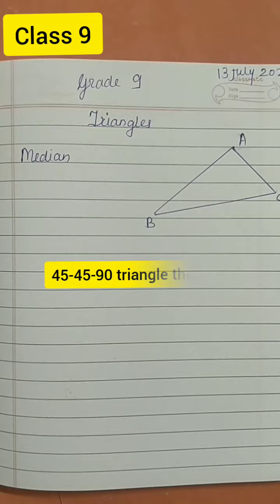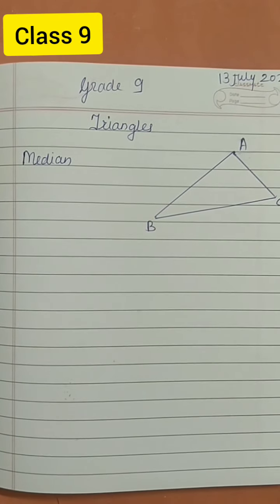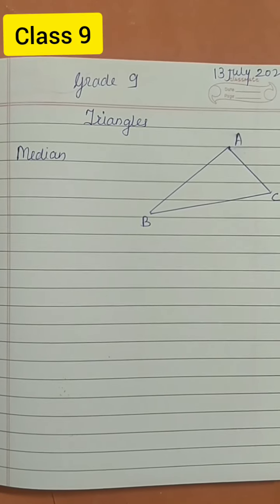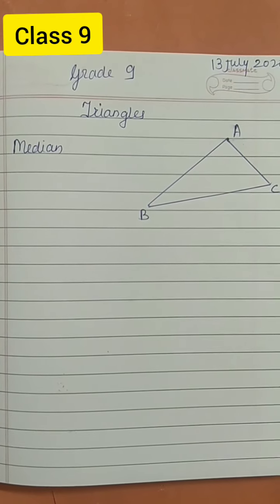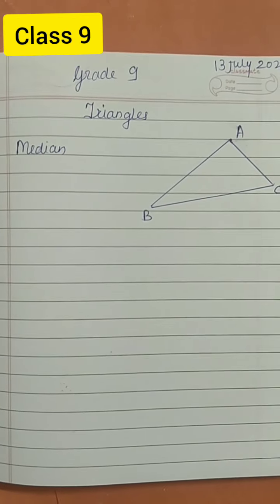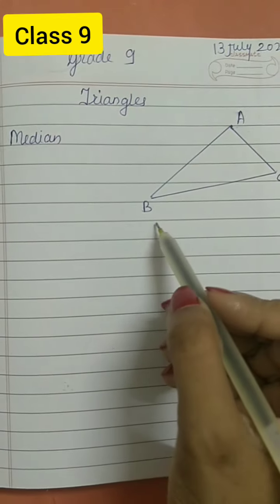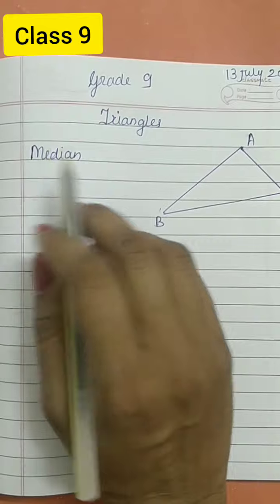Okay, so we are learning about triangles, and yesterday we learned about the 45, 45, 90-degree theorem and the 30, 60, 90-degree theorem. Today we will learn about what a median is. Now, this median of a triangle is a segment. We will see what this median means.